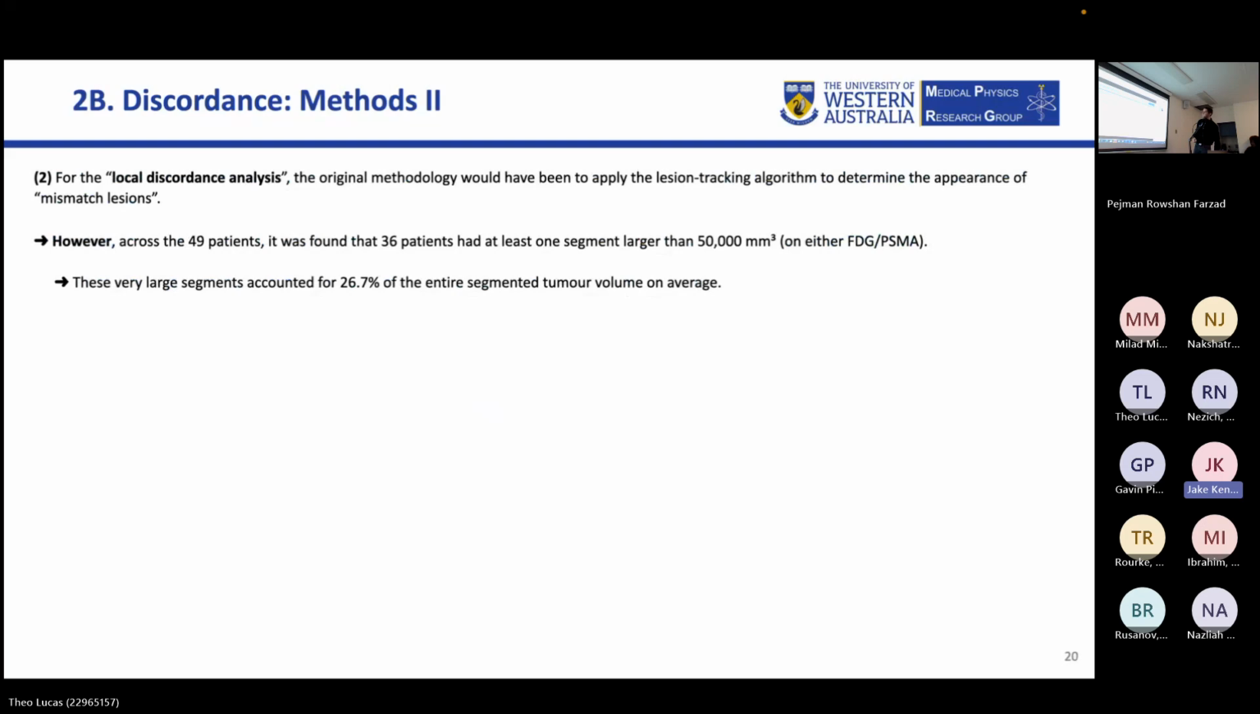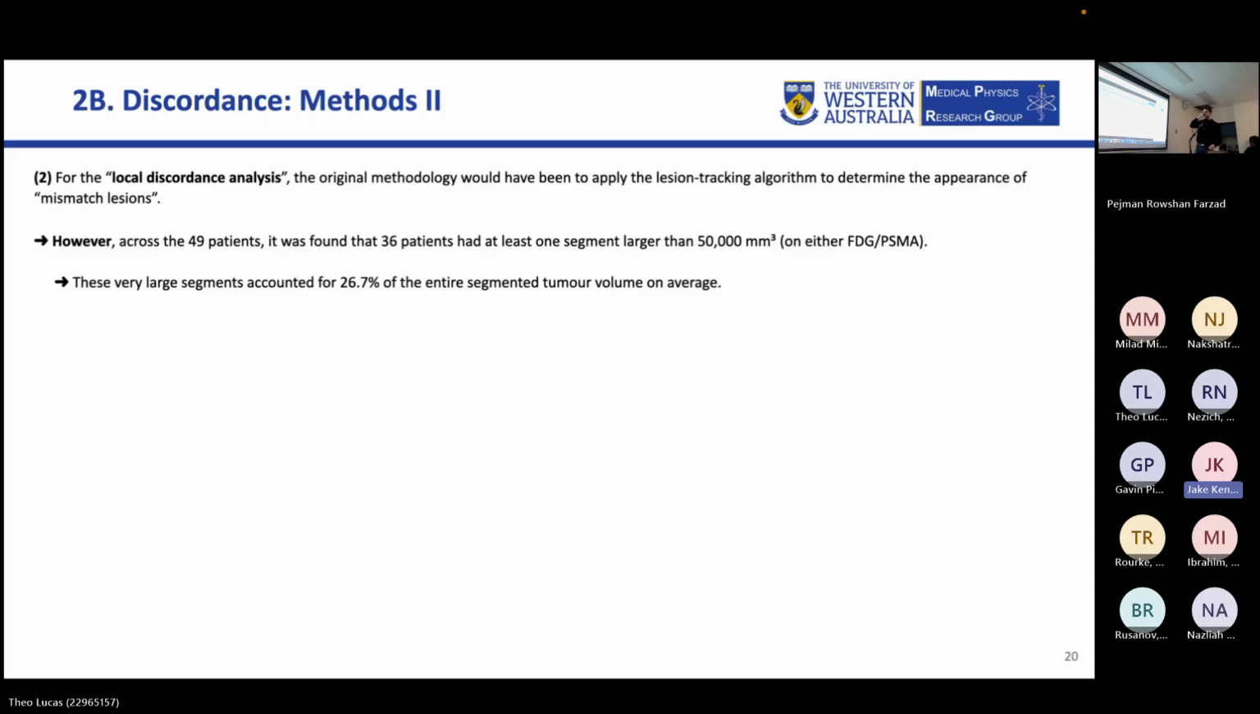Okay. All right, and so in the second analysis, the local analysis, the original methodology here would have been to apply the lesion tracking algorithm to determine the appearance of mismatched lesions, and after determining the mismatched lesions, testing them for outcome. Do those patients with one mismatched lesion have worse overall survival?